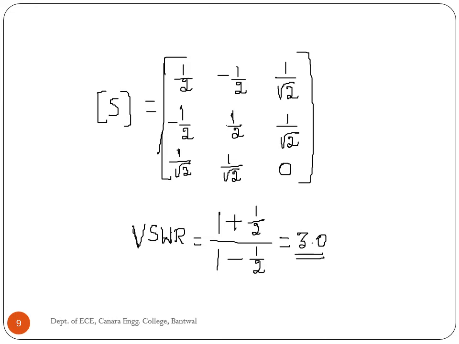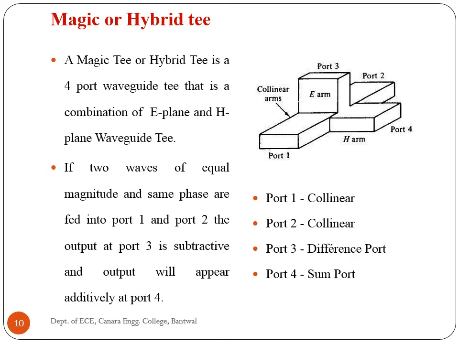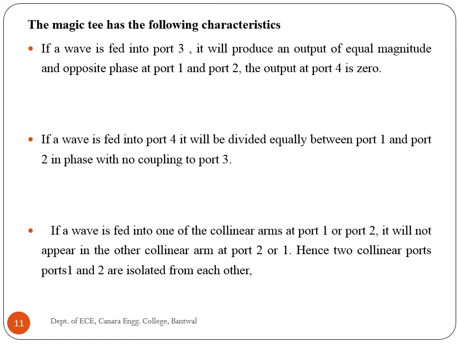Magic or hybrid T. A magic T is a 4-port waveguide T, that is a combination of E-plane and H-plane waveguide T. If two waves of equal magnitude and same phase are fed into port 1 and port 2, the output at port 3 is subtractive and output will appear additively at port 4. The magic T has the following characteristics. If wave is fed into port 3, it will produce an output of equal magnitude and opposite phase at port 1 and port 2. The output at port 4 is 0.